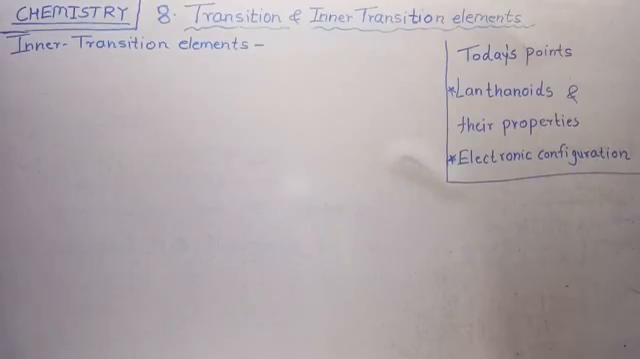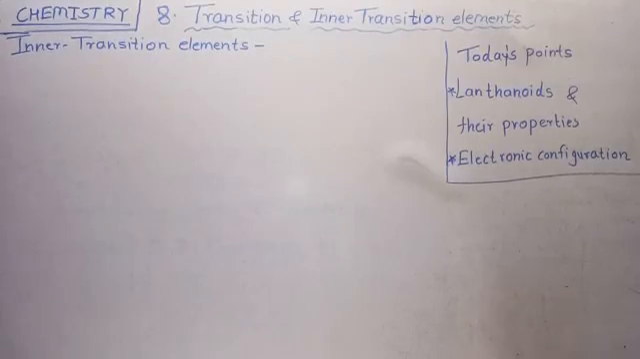All elements of the modern periodic table are divided into 4 blocks: S block, P block, D block, and the F block. The 3 blocks S, P, D you have already completed. The next part is the inner transition elements from your block elements.